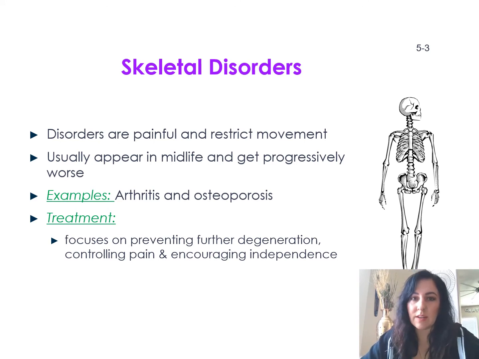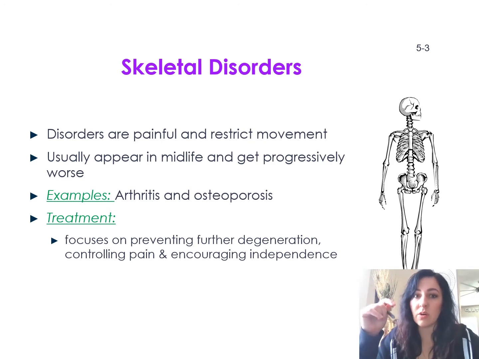So these are going to be disorders that have to do with our bones and joints, okay? So these disorders can be very painful and they often restrict your mobility. They typically will start to appear in midlife and just progressively get worse as time moves forward. Okay, so some examples of this are arthritis and osteoporosis.